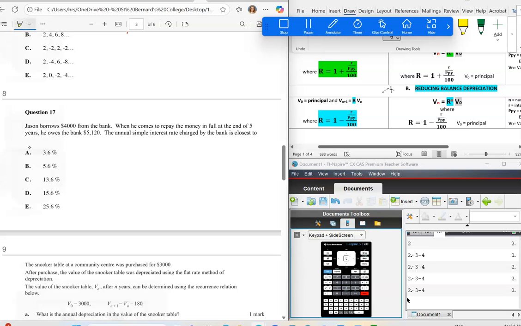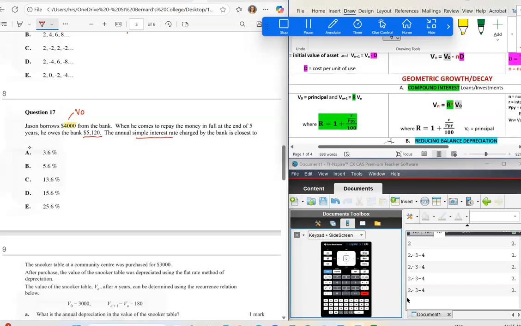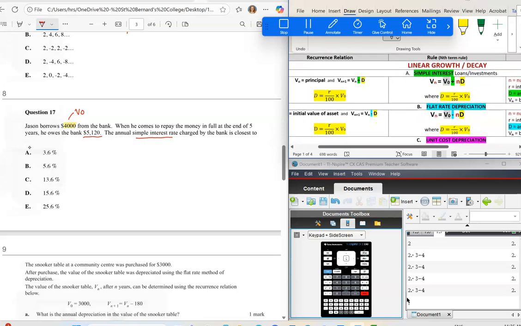All right, the next question. Jane borrows $4,000 from the bank. So we like to put, this is our start. She's borrowing. When she comes to repay the money in full at the end of 5 years, she owes the bank that much. The annual simple interest. So we know it's simple interest. And we want to know the rate. So let's go back to simple interest. Now, I have a value for after 5 years. So I'm going to use the nth term formula.